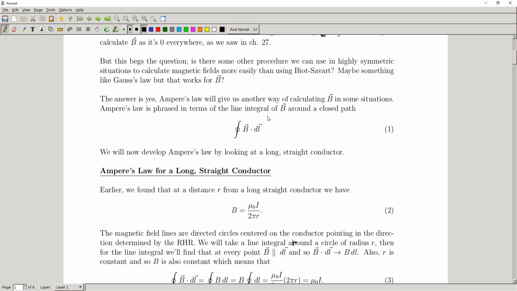We need to phrase it in terms of this, and we're going to kind of derive Ampere's law by looking at how this integral looks around a long straight conductor while we follow a circular path around the conductor. Okay, so we're going to look at it in that one very restricted case, but we're going to see that we can, in a few steps, generalize this so that it works for basically any current carrying conductor where the current is constant in time. Okay, and I'm going to talk about all that as we go along here.